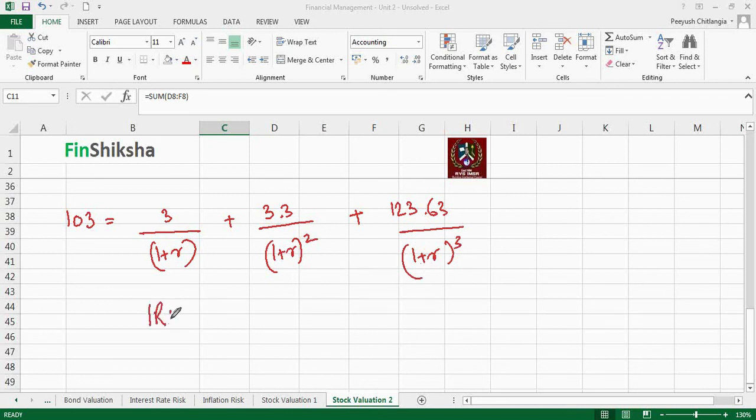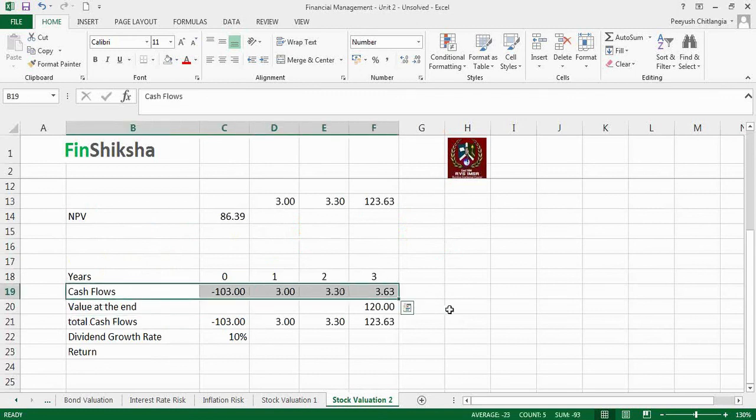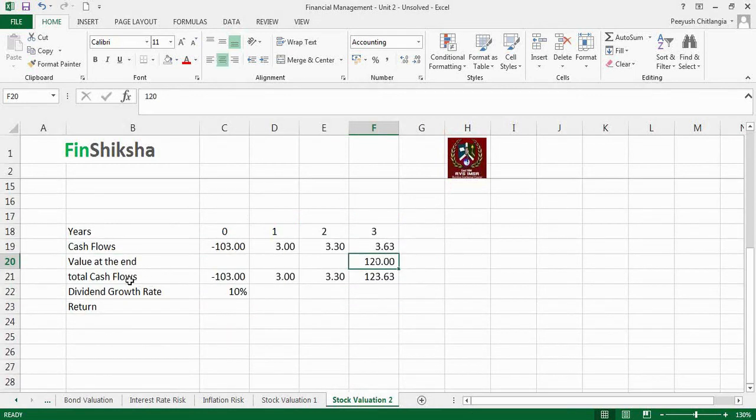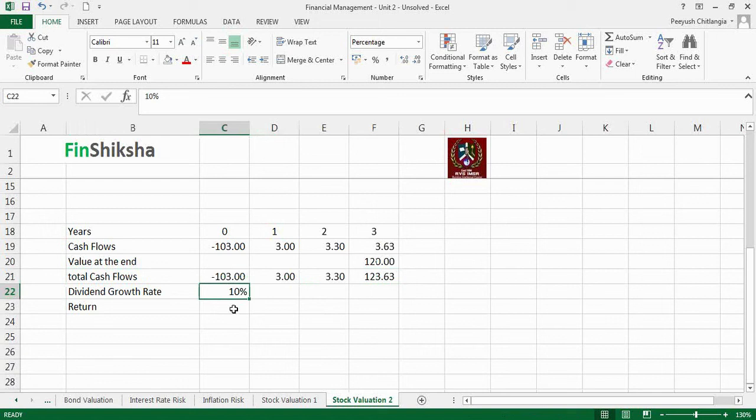It can be done by using the function IRR, right? The first outflow is going to be minus 103 in that case, right? So let's go up and let's see what is the cash flow set. This is the likely cash flow set that we are talking about. If we add total cash flows, that becomes minus 103, 3, 3.3 and 123.63. Dividend growth rate is assumed to be 10%. What is the return on the stock?